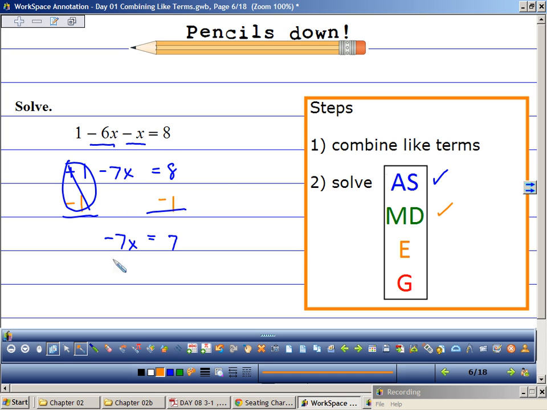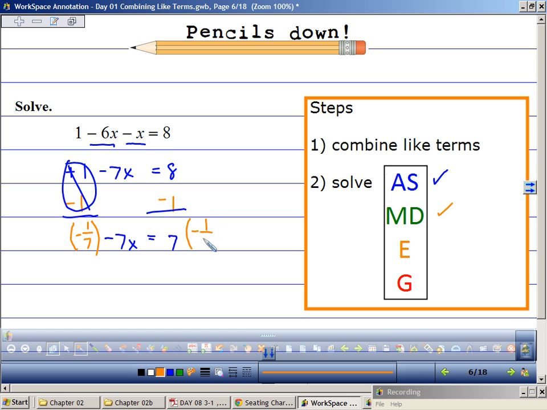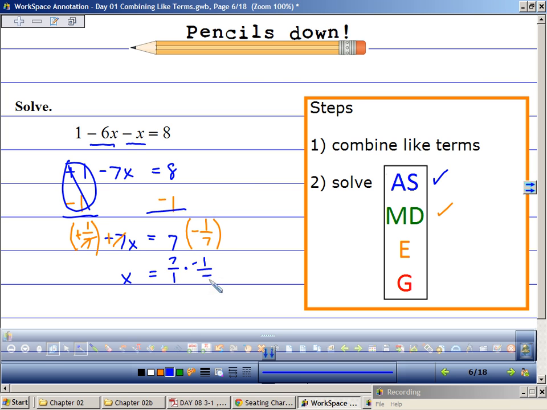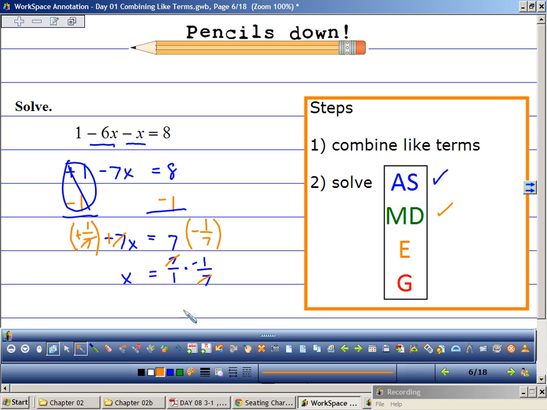Now I'm going to undo my multiplication division. I'm going to multiply by 1 over 7, or negative 1 over 7. Multiply this side by negative 1 over 7. My negatives cancel on this side. My 7's cancel on this side. That's why I did that, right? I did the multiplicative inverse. And I'm left with x equals, these 7's cancel too, don't they? Because isn't this really just 7 over 1 times negative 1 over 7? And those cancel, and I'm left with x equals negative 1.